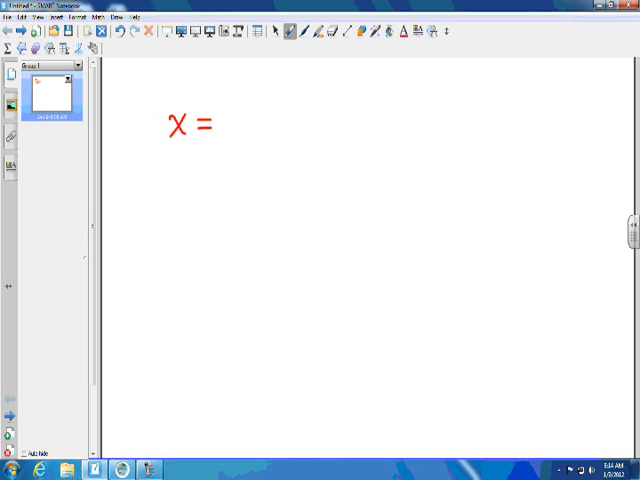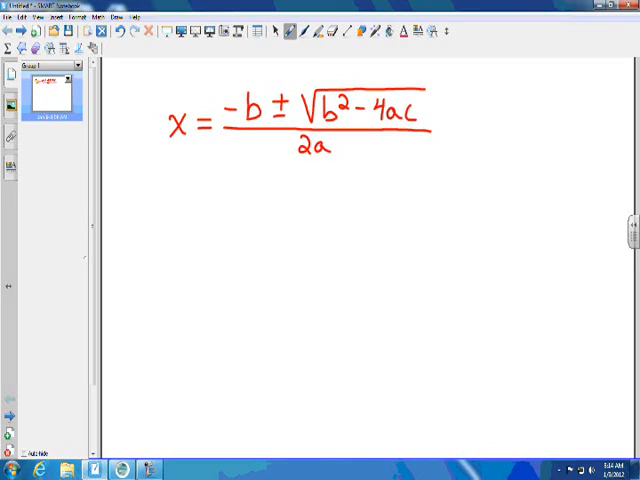X equals, that is the opposite of B. That's what negative B means. So if your B is negative 9, then you would put 9 right there. The opposite of B, plus or minus the square root of B squared minus 4AC, all over 2A. That is the quadratic formula.